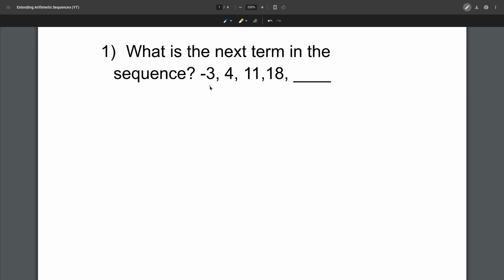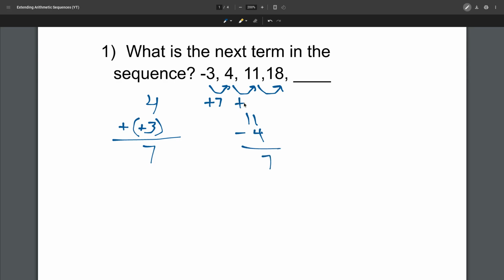Well, we've got to figure out what the increase is, and we should always check to make sure that we actually do have an arithmetic sequence. So if I take the second term and subtract the first term, 4 minus negative 3, well, subtracting a negative is like adding a positive, so 4 plus 3 is 7. So here we increased by 7. Let's confirm it. 11 minus 4, that's also 7.